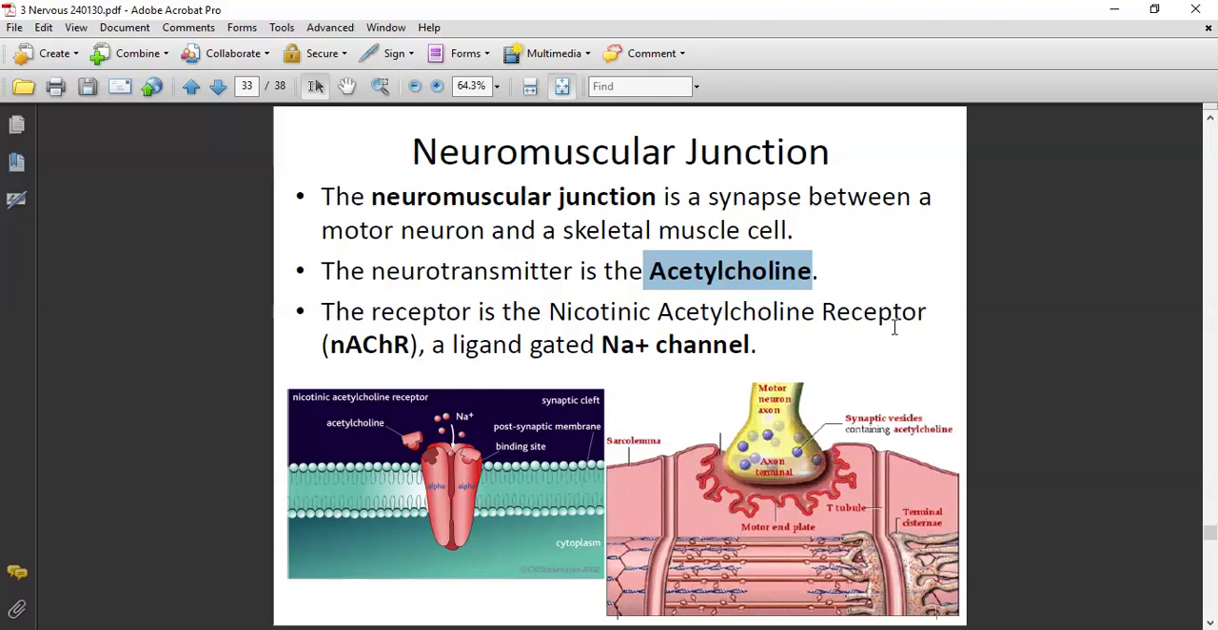How does motor neuron tell muscle to do the work? They release neurotransmitter. What's the neurotransmitter? Acetylcholine. How does acetylcholine tell the muscle? They bind on this receptor, nicotinic acetylcholine receptor. All right. Now, this is the first time we talk about the muscle cells. What's unique about the muscle cells is that muscle cells are also excitable cells.